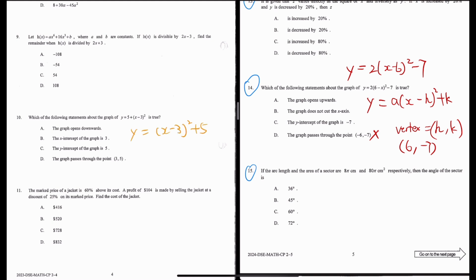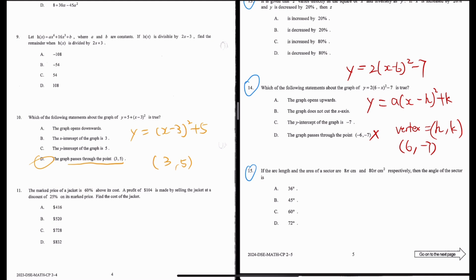Okay, so the coordinate of the vertex should be (3, 5). So the graph passes through the point (3, 5). The answer is D. It says it opens downward, which is not correct, because here the coefficient is 1. The factor here is 1, we just don't write it. So it's positive.